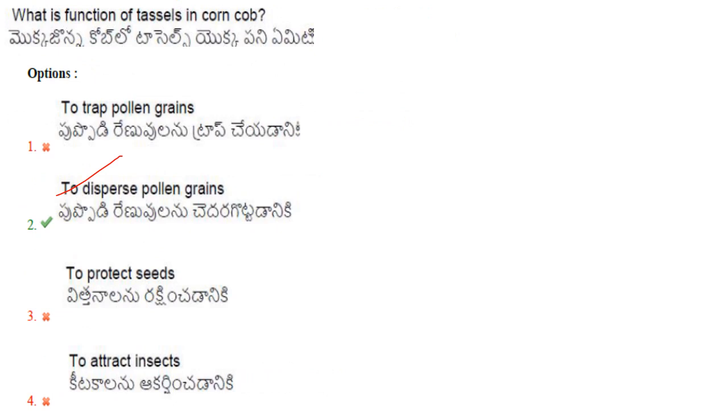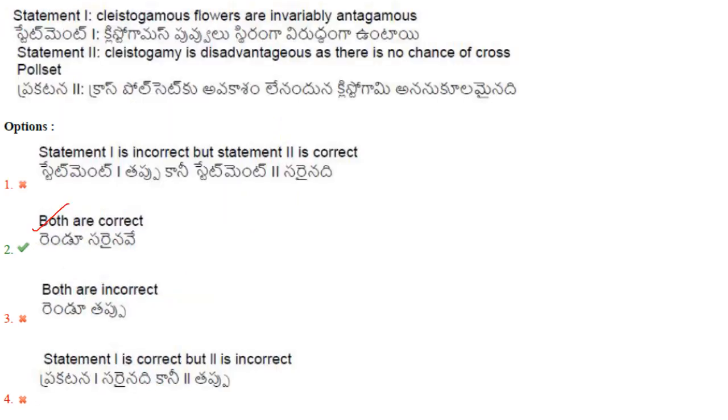Then what is the function of tassels in corn cob? So they are involved in dispersal of pollen grains. So answer here is option 2, that is to disperse pollen grains.